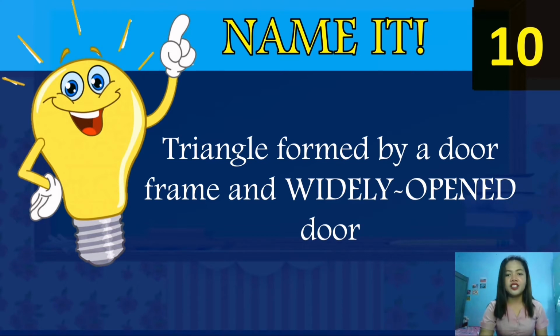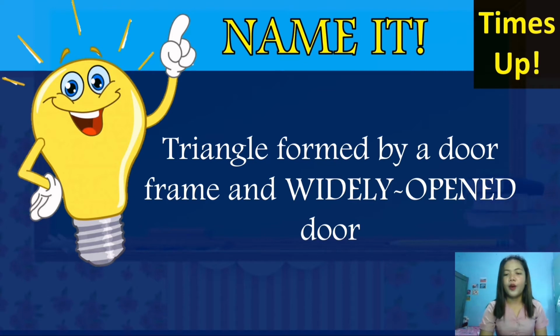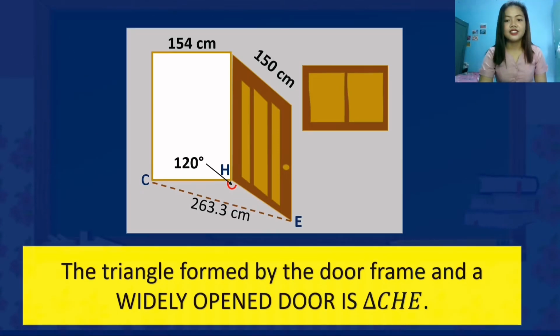What is the triangle formed by a door frame and a widely open door? You have 10 seconds. Time's up. So, the widely open door and the door frame formed triangle Che. Very good. You got it right. Next question.